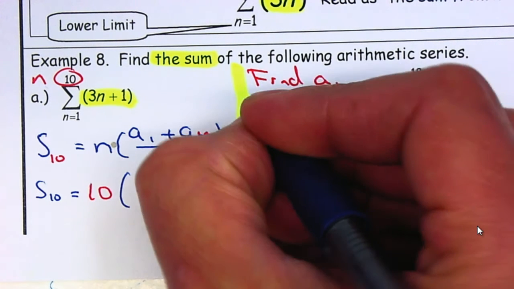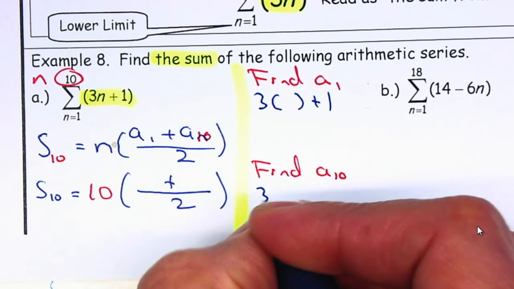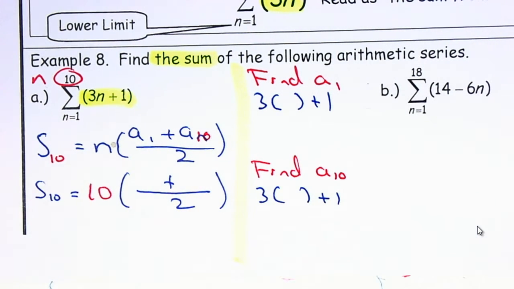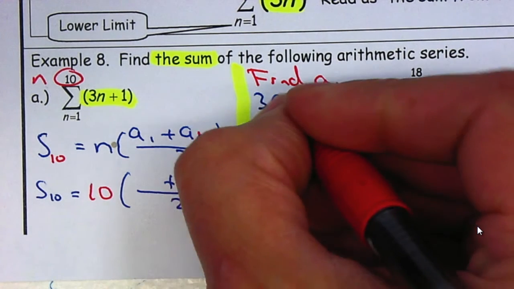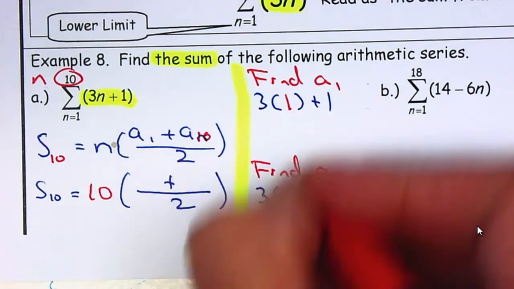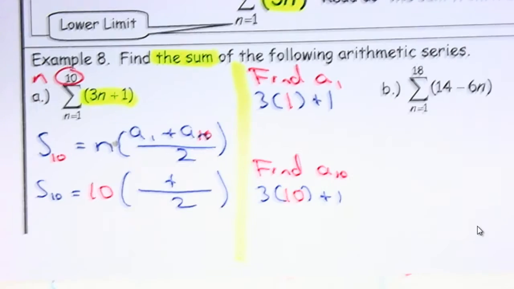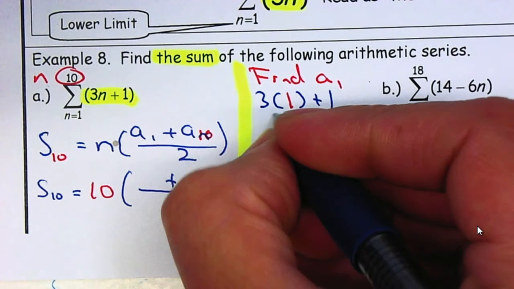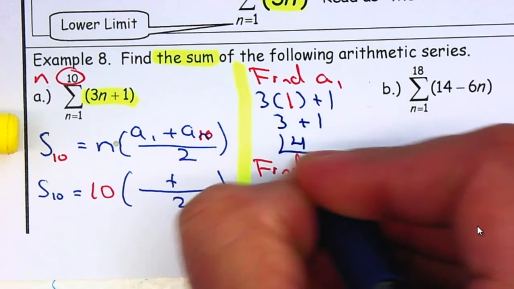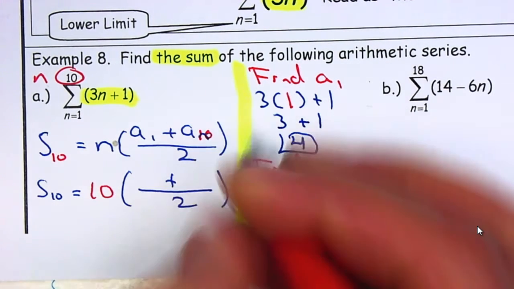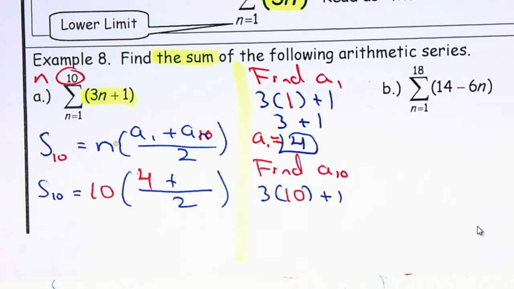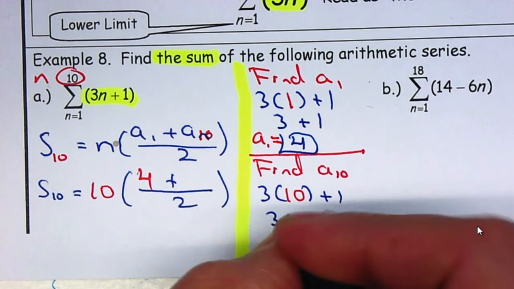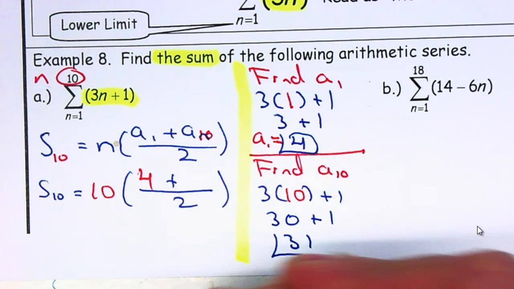That'll give us 3 plus 1. Remember, the only thing I'm going to do is take my equation, 3n plus 1, but instead of the n, I'm going to plug in a 1 to find the first term, and instead of the n, I'm going to plug in a 10 to find the 10th term. That'll give me 3 plus 1, which is equal to 4. So a sub 1 is equal to 4. A sub 10 is equal to 31.